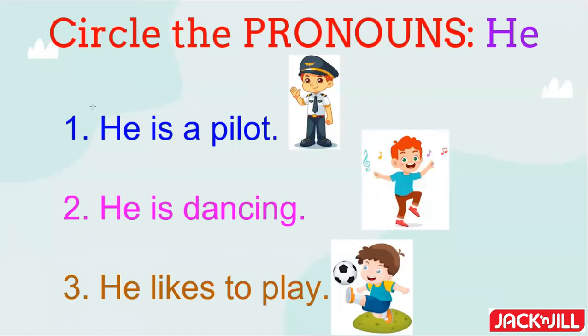Here, you see a lot of pictures. Here, circle the pronouns of he. Look at the first picture. Whom do you see in the first picture? He is a pilot. You know who is a pilot? The one who is driving the aeroplane. Yes. Shall we read the sentence? He is a pilot. What is the pronoun used here? Yes. He is the pronoun. Wonderful, kids. Shall we circle the he? Amazing.